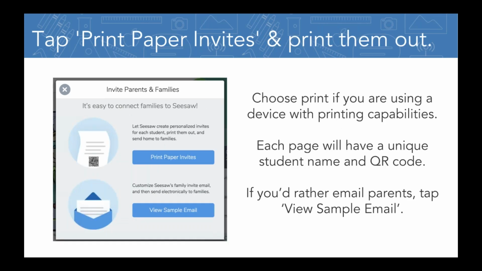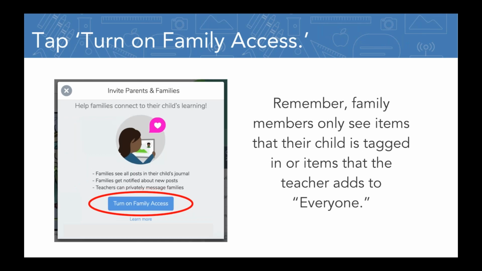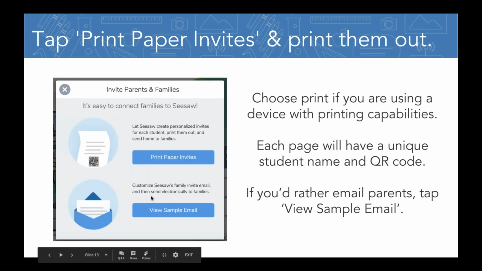Okay, so I have said yes to turning on family access. Then I can print invitations. I'll show you this in real time in just a second. I can also email if I like that option better.